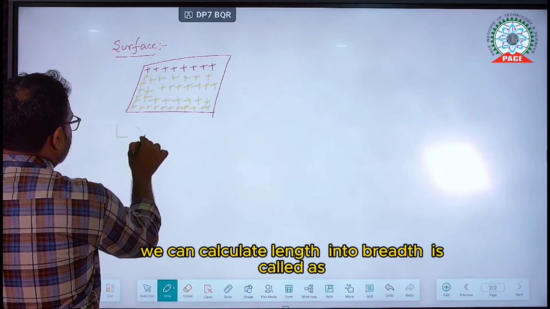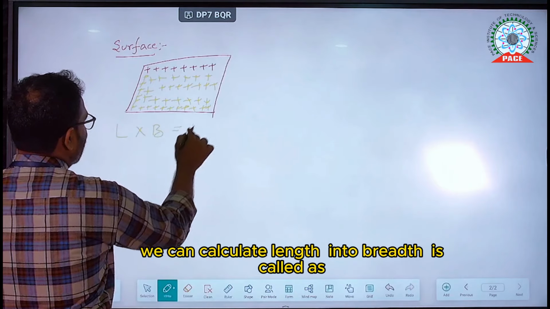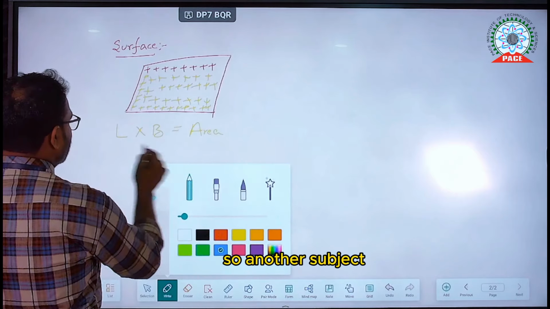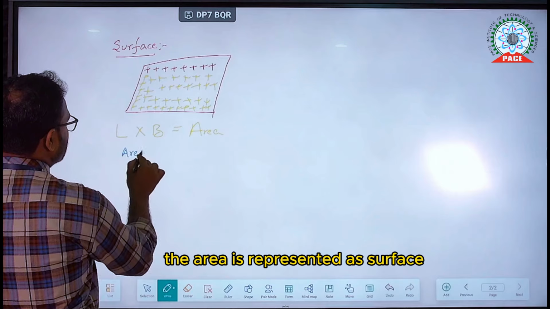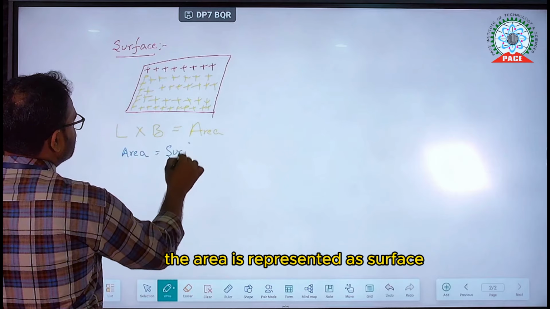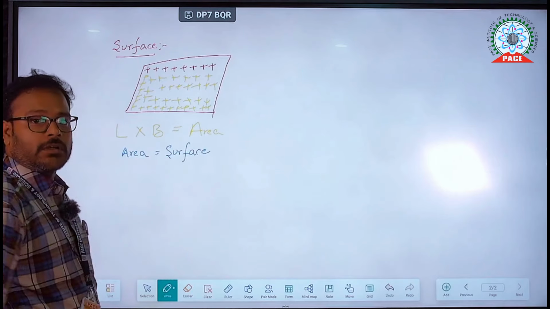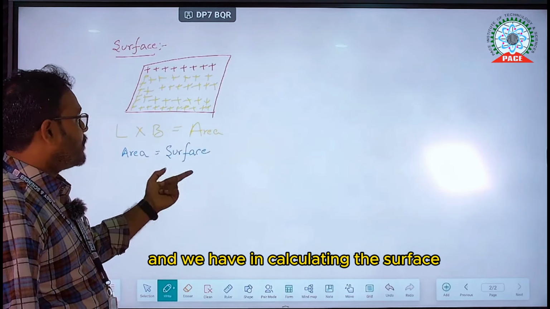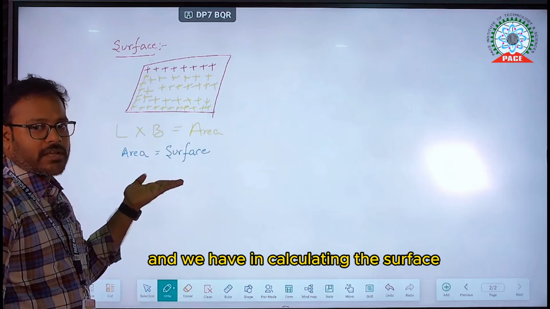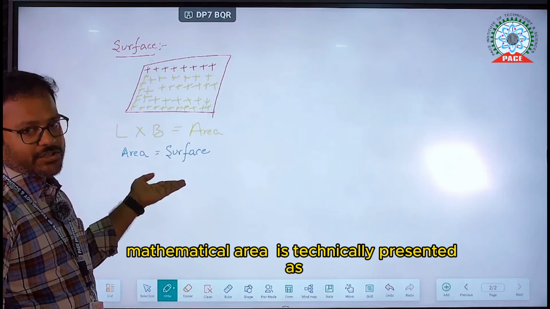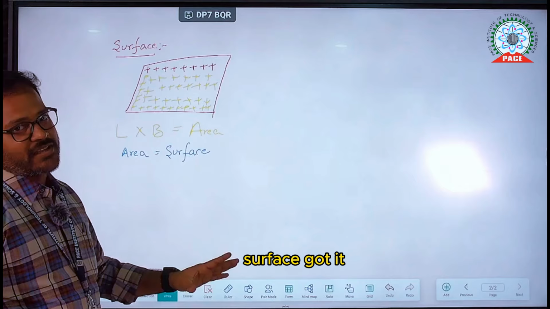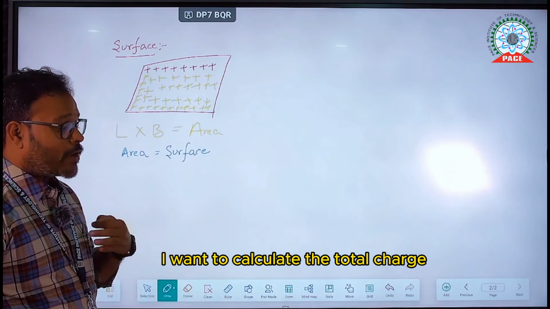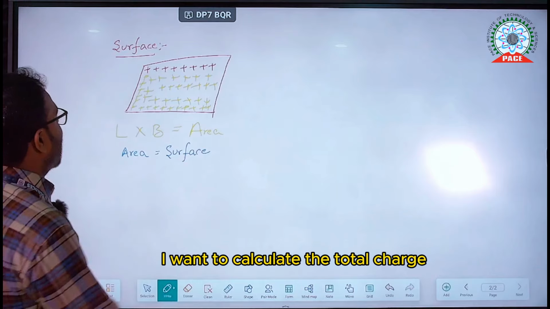We can calculate length into breadth, which is called area. So in our subject, the area is represented as surface. So now what we understood is that we have been calculating the area and we have been calculating the surface. The mathematical area is technically represented as surface. Got it? Now, in a similar way, I want to calculate the total charge.